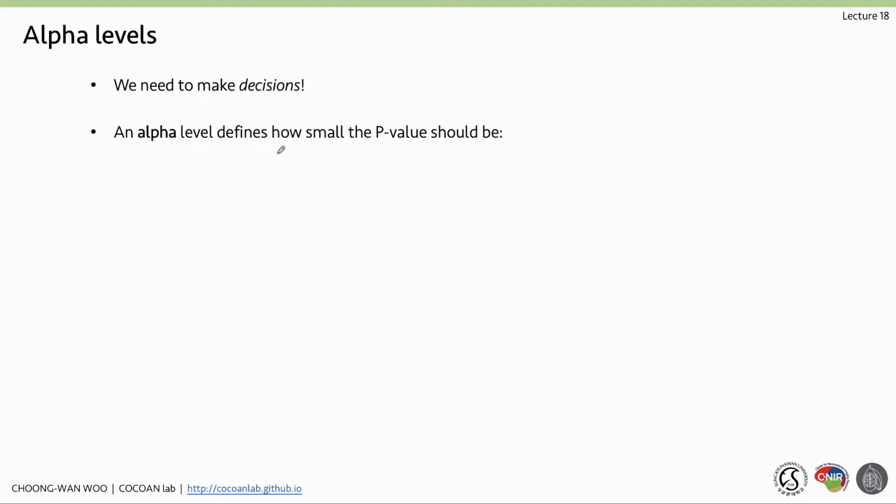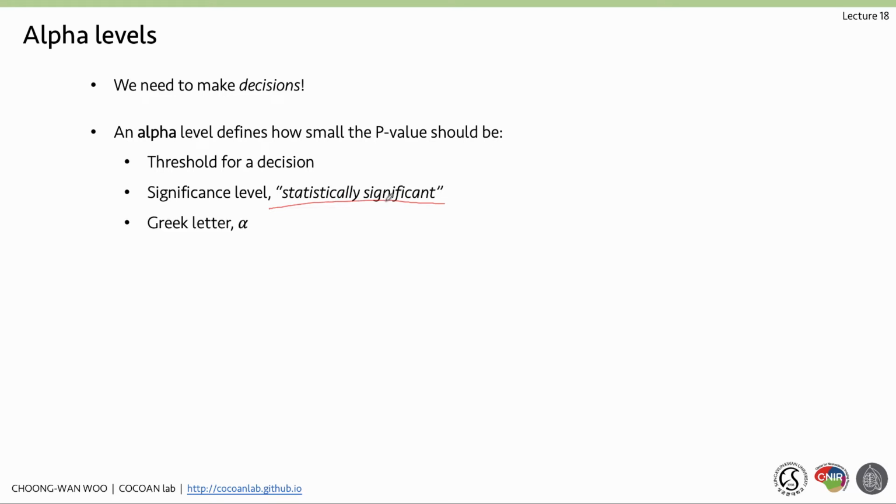The alpha level defines how small the p-value should be. As I said, it really depends on a lot of things. The alpha level means the threshold for a decision, the significance level. So you can find this phrase in papers, like statistically significant. We write it using the Greek letter alpha, and common alpha levels include 0.05, 0.01, and 0.001.